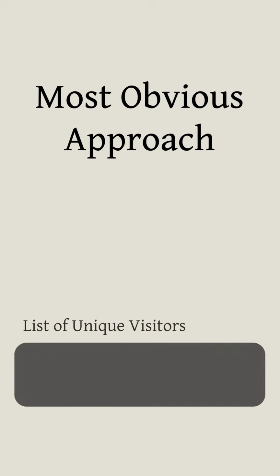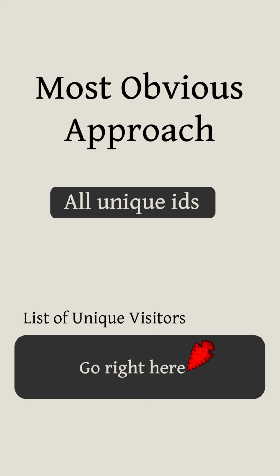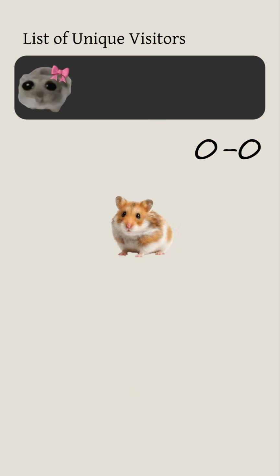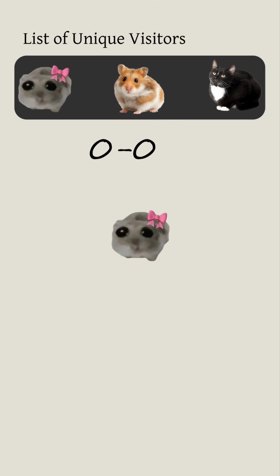The most obvious approach is to store every visitor's user ID in one massive set. When someone visits your website, you check if their ID is already in the set. If it isn't, you add it. If it is, you do nothing.